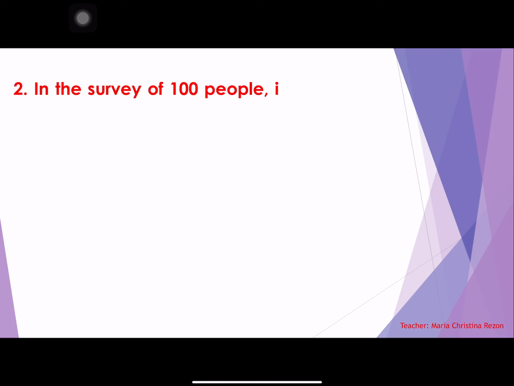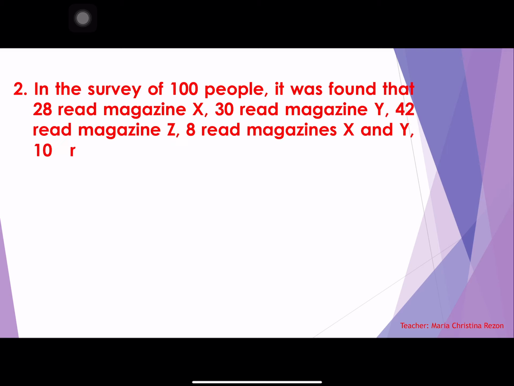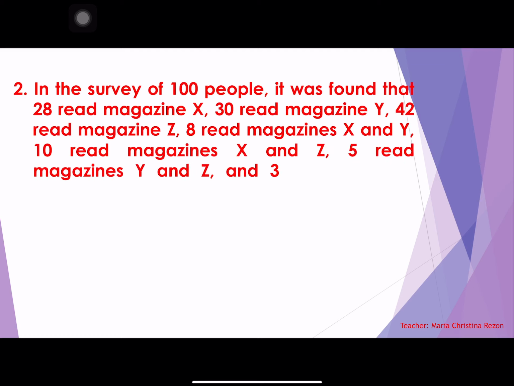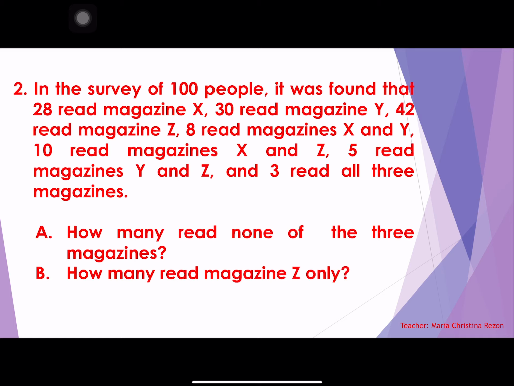In a survey of 100 people, it was found out that 28 read magazine X, 30 read magazine Y, 42 read magazine Z, 8 read magazine X and Y, 10 read magazine X and Z, 5 read magazine Y and Z, and 3 read all 3 magazines. So how many read none of the 3 magazines? And how many read magazine Z only?